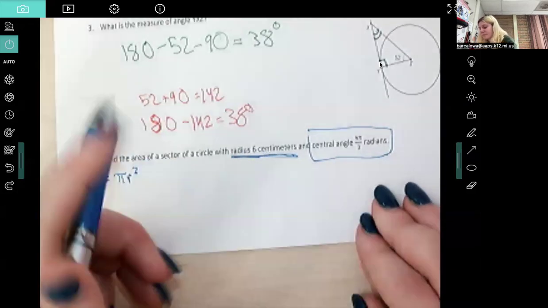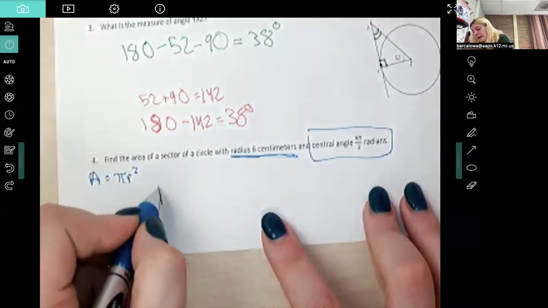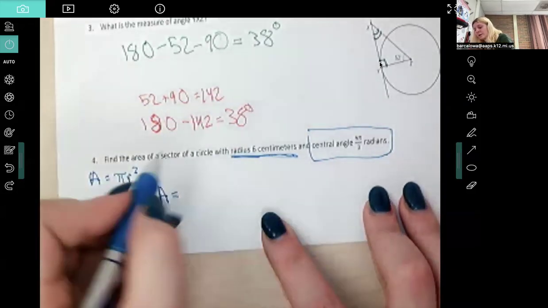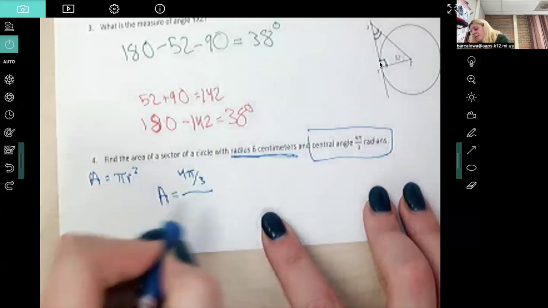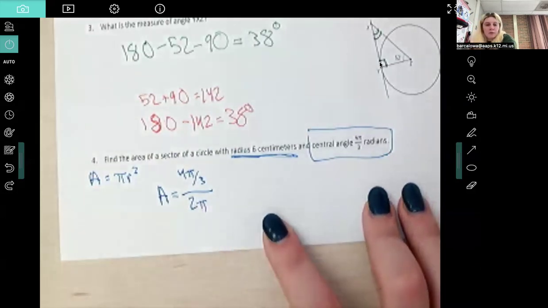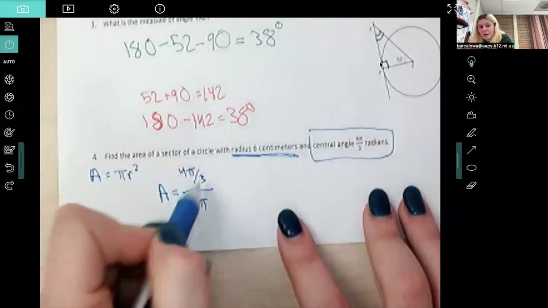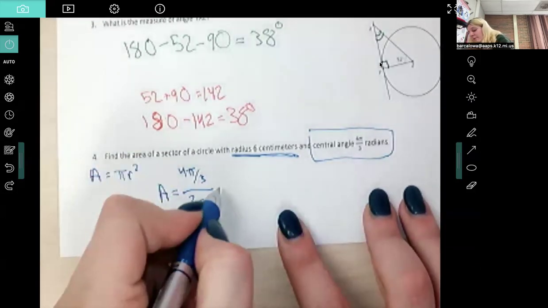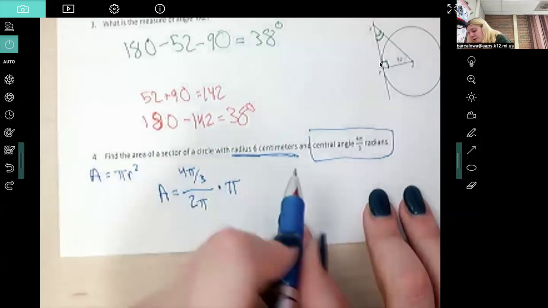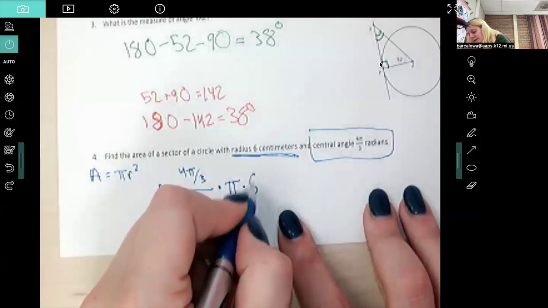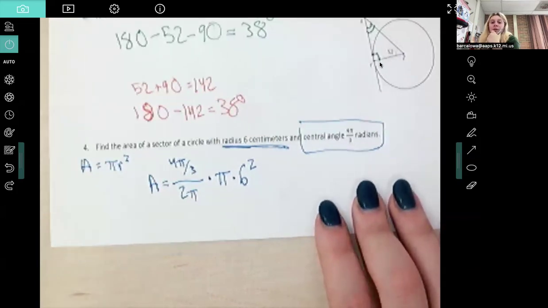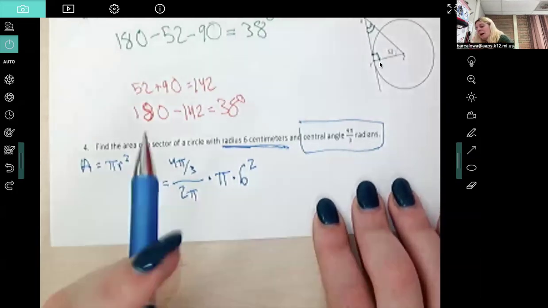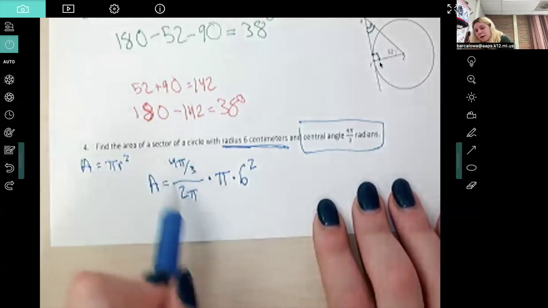2 pi. So to find the area of this sector, I'm going to take the part, 4 pi over 3, out of the whole, 2 pi. This is the part I'm looking at. The whole circle is 2 pi radians. Then I times pi r squared. Radius is 6, so pi times 6 squared. Now I want to simplify just this fraction here.